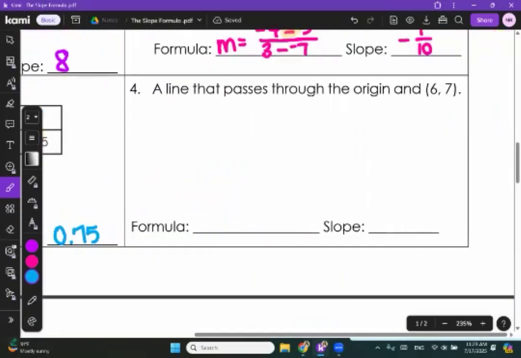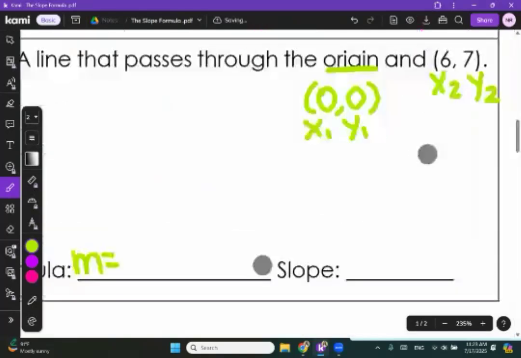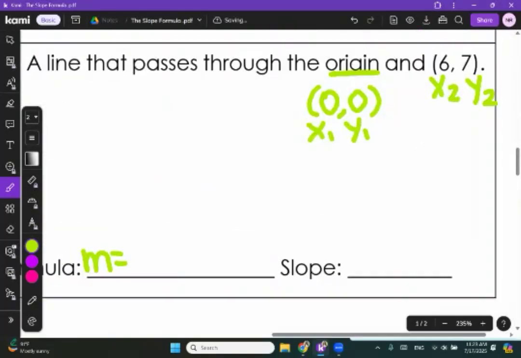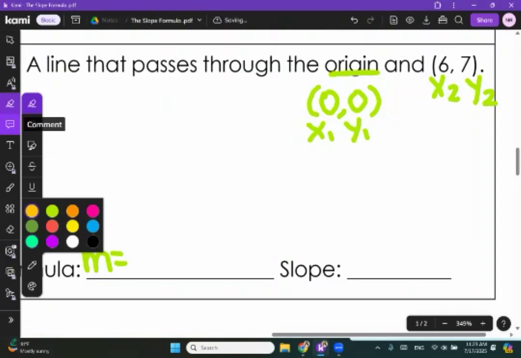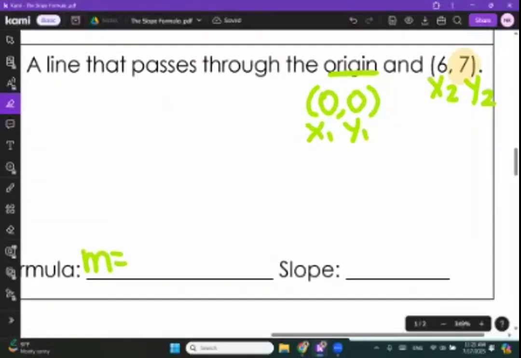This one, a line that passes through the origin and 6, 7. They only give us 1 point, but we do know something about the origin. The origin is point what? 0, 0. So here's our x1, y1, x2, y2. And you always do 2 minus 1. So 7 minus 0.